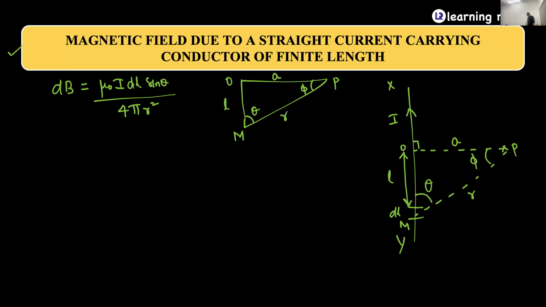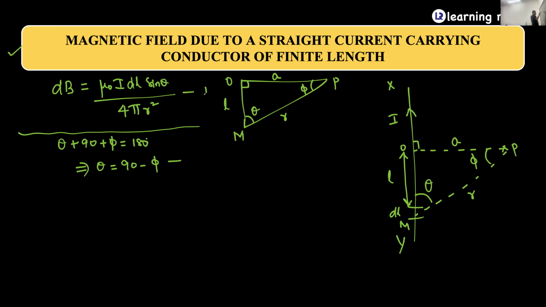Is that point getting registered? Okay. Now I'll go step by step. Listen to this carefully. It's a slightly tricky derivation. Concentrate. So if this is theta, this is phi. What is the relation between theta and phi? If I take this to be 90, theta plus 90 plus phi is equal to 180 degrees. Theta plus 90 plus phi is going to be 180, which implies theta will be equal to 90 minus phi. Okay, let me call this expression the first expression. Let me call this 2.